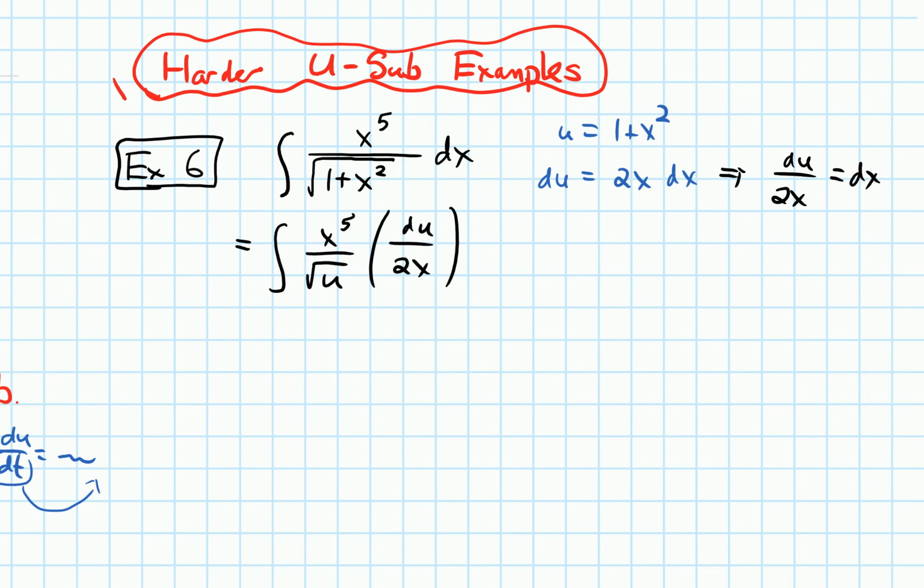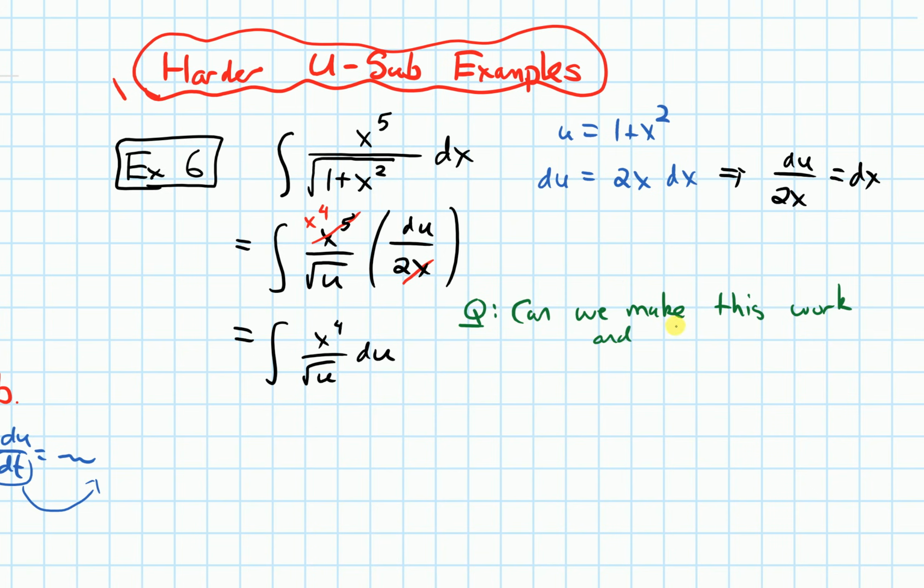And there's a little bit of cancellation that happens. One of the x's here cancels with an x here, and I'll get x to the 4 on top. So we end up with x to the 4 over root u du. So the question is, if I get to a point like this, I still have that x in here. Can we make this work and be actually something that U-sub is helpful to us in?